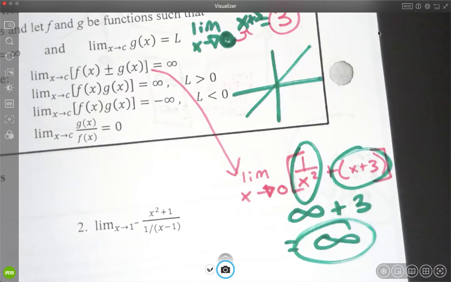Now, let's say I was subtracting those. Let's say I had infinity minus 3. It's still the same thing. So that's what this rule right here says.